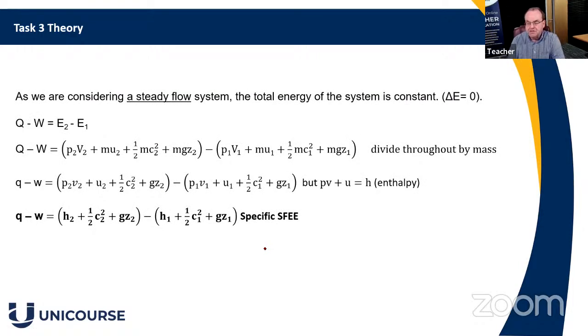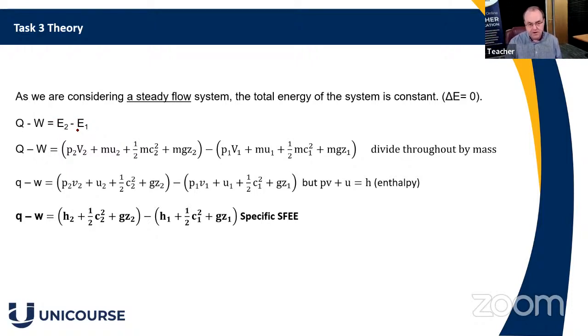One thing to note, and this is very important: if we're looking at steady flow conditions, then the total energy of the system is going to remain constant. So our delta E term becomes zero, because there's no change to the internal energy within that system, as we've got steady flow conditions. The mass flow in is equal to the mass flow out. So our equation reduces to Q minus W is equal to the energy contained in the fluid leaving minus the energy contained in the fluid entering.